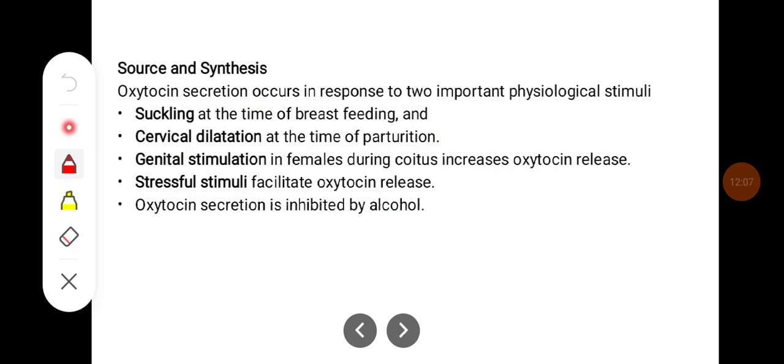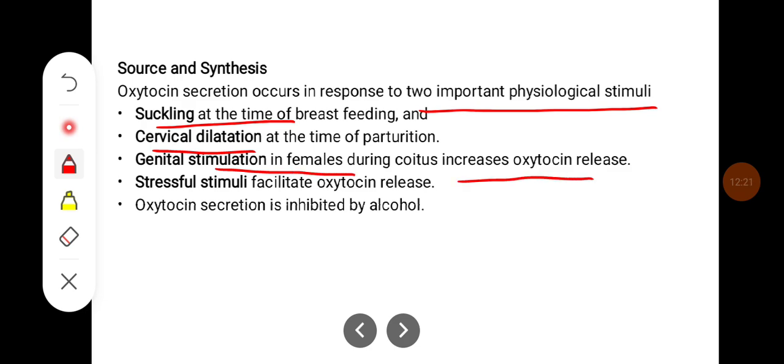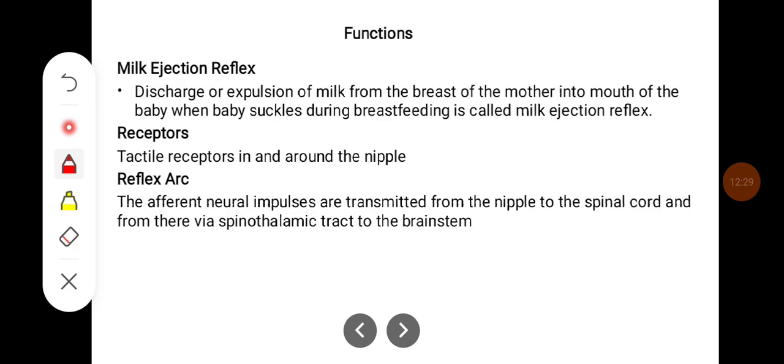Oxytocin secretion occurs in response to two important physiological stimuli, that is suckling at the time of breastfeeding, and cervical dilatation at the time of parturition. Genital stimulation in females during coitus increases the oxytocin release, stressful stimuli facilitate the oxytocin release, and oxytocin secretion is inhibited by alcohol.